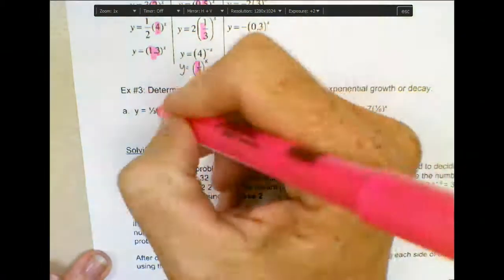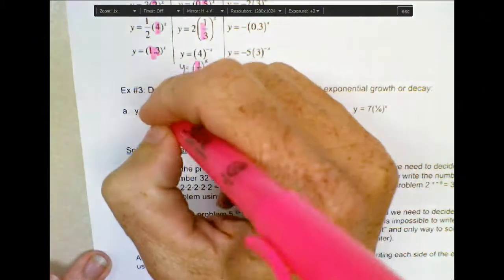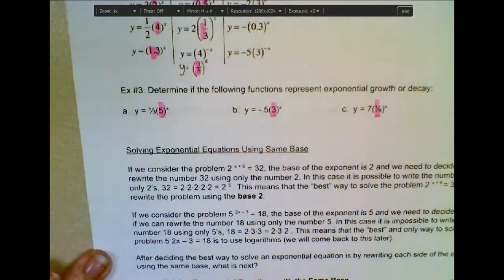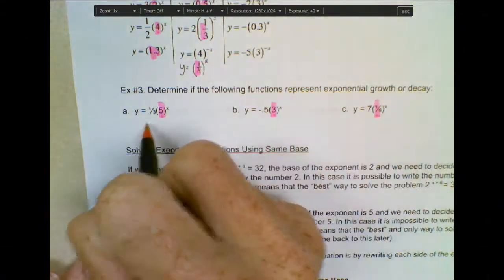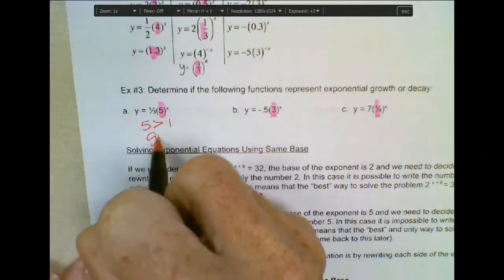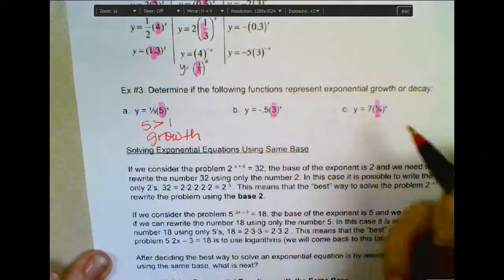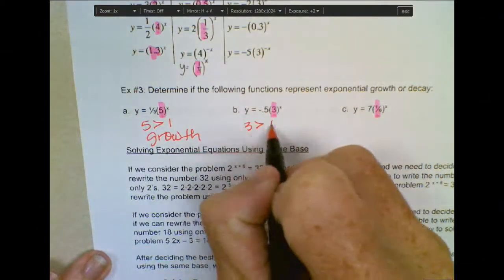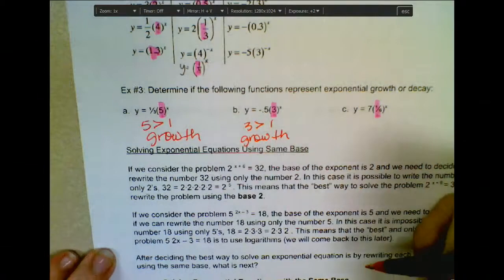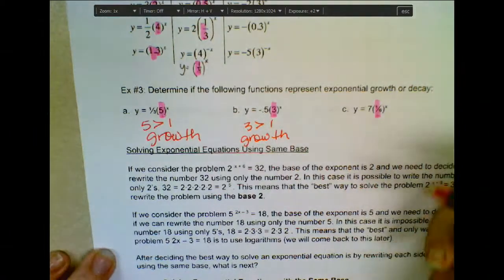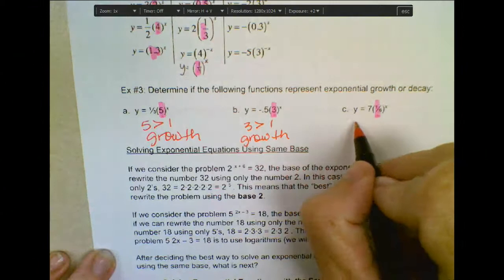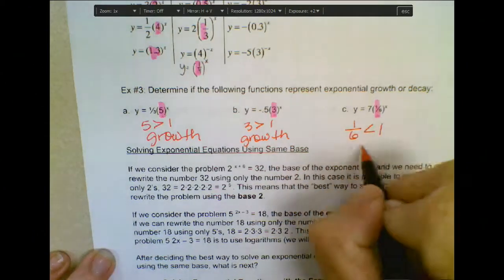Okay, so you're back and checking your work. So our B value is what helps us determine whether it's a growth or decay function. For example A, 5 is greater than 1, so this is a growth function. In B, 3 is greater than 1, so it is a growth function. Makes sense, doesn't it? If you're getting more than 100% back, then it should be a growth function. 1/6 is less than 100%. That should be a decay function.